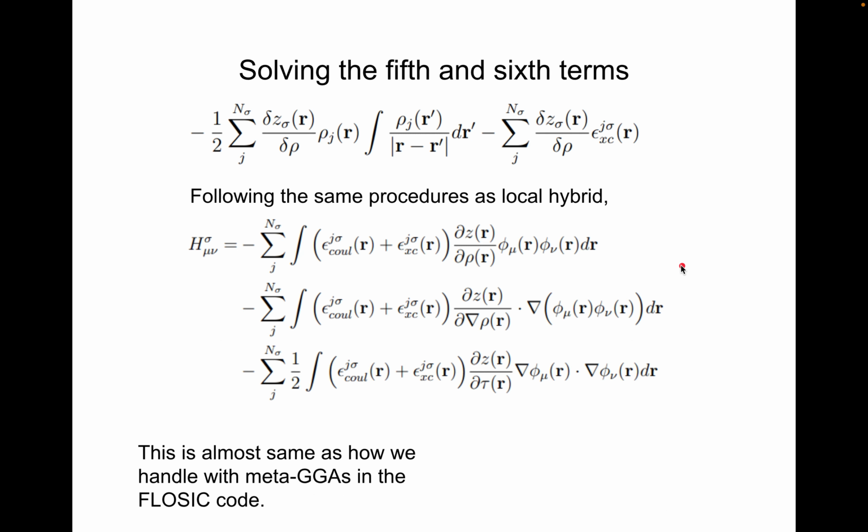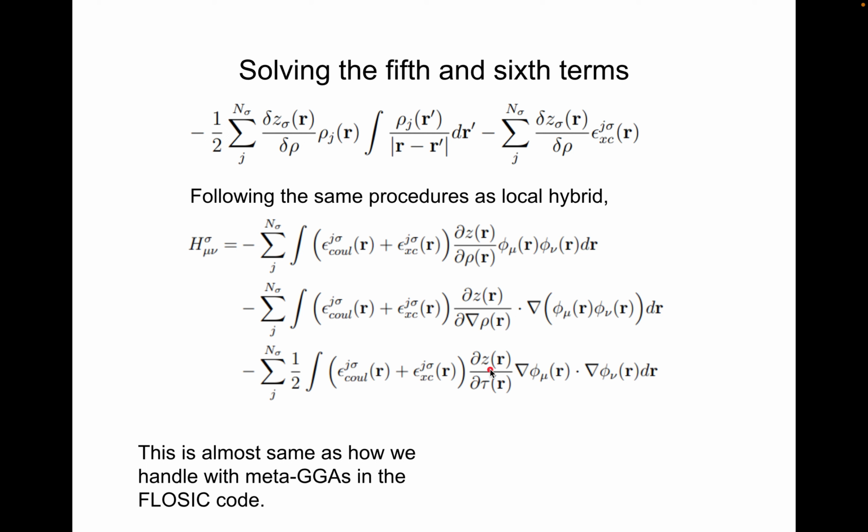Okay, to solve term number 5 and number 6, those have the variation of the scaling factor, delta z, delta rho. This expression is very similar to how the local hybrid functionals are implemented. So we can follow the same procedure as the local hybrid, and you can write the matrix element corresponding to this potential like this.